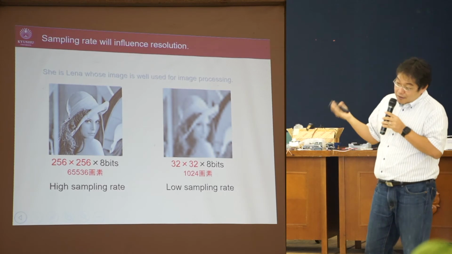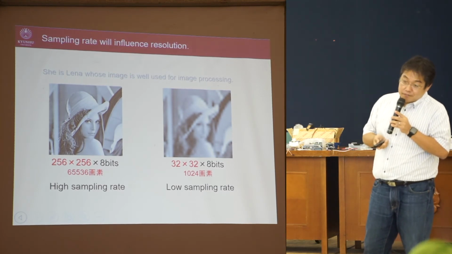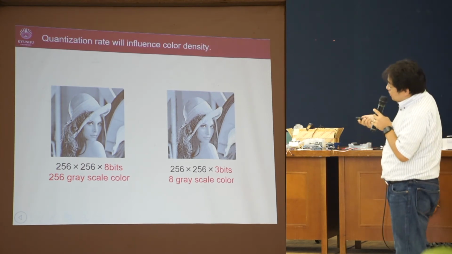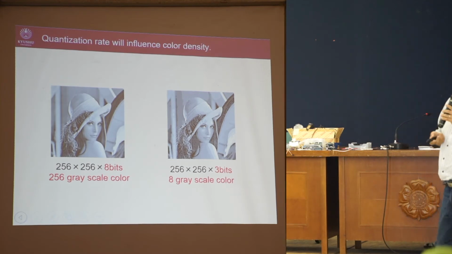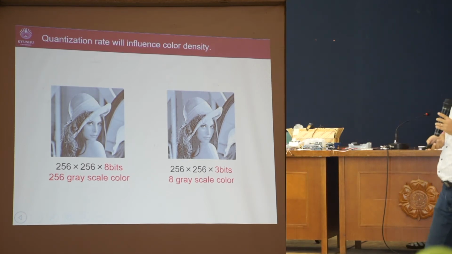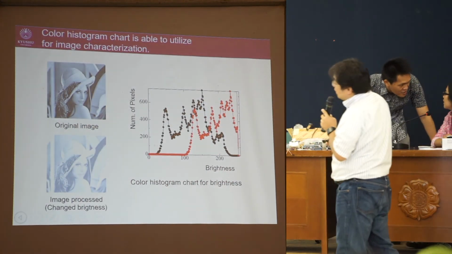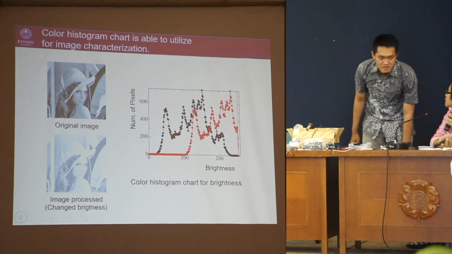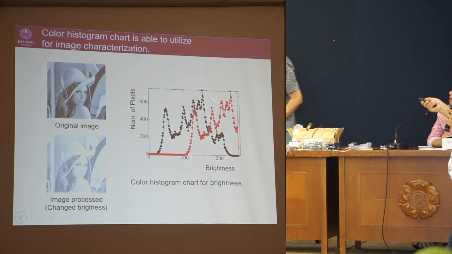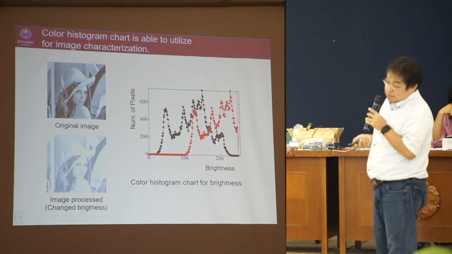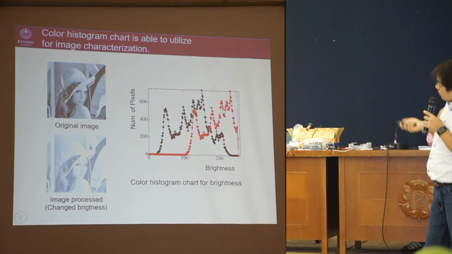So the high resolution has much information. So this is a quantization property. So 8-bit or 3-bit, which has more information? 8-bit has more. This is one of the important things. So originally this is the processed image. So the color distribution is different. Brightness is shifted a little bit to the right, like that.